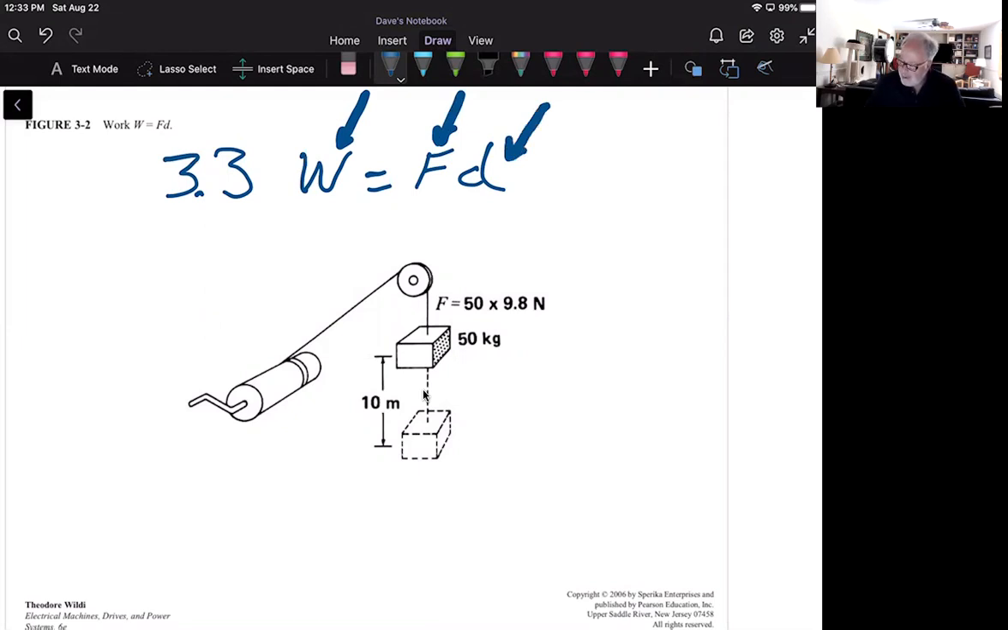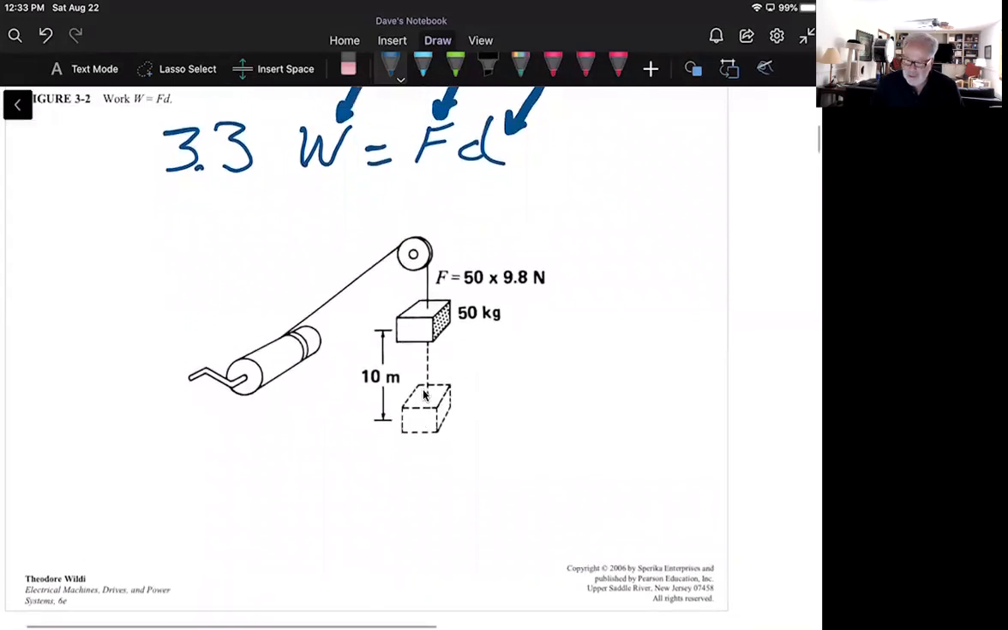Best way to really understand that is to apply this equation to a problem. So he says in this particular problem, says that we have a mass of 50 kilograms here, and we're going to lift it to a height of 10 meters here, okay? And we want to calculate the work done in moving that 50 kilogram thing 10 meters against the force of gravity. So that's what we're working with here.